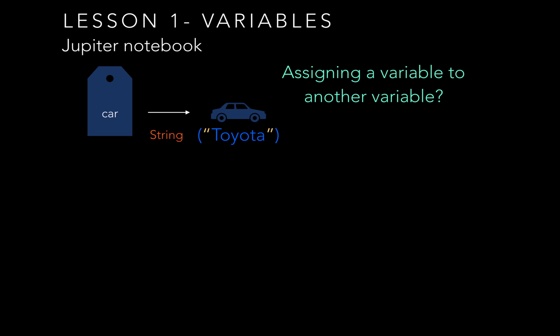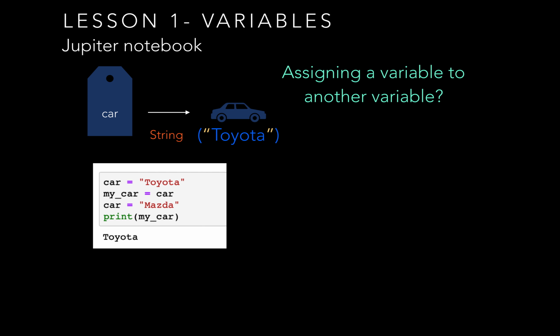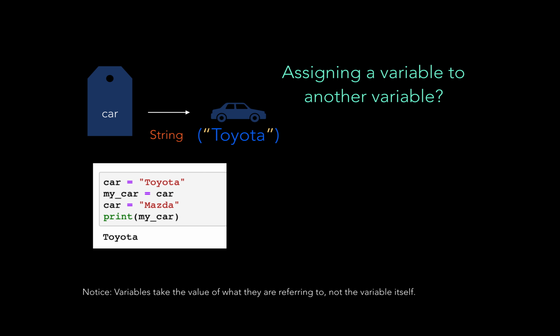So what happens if we assign a variable to another variable? For example, car equals Toyota. And now we'll go ahead and create another variable called my car equals car. And when we go ahead and change the original variable car to Mazda, we will see that my car variable will still stay the first one, which is Toyota. Notice, variables take the value of what they are referring to, not the variable itself. And it will be a very important point as we move forward.